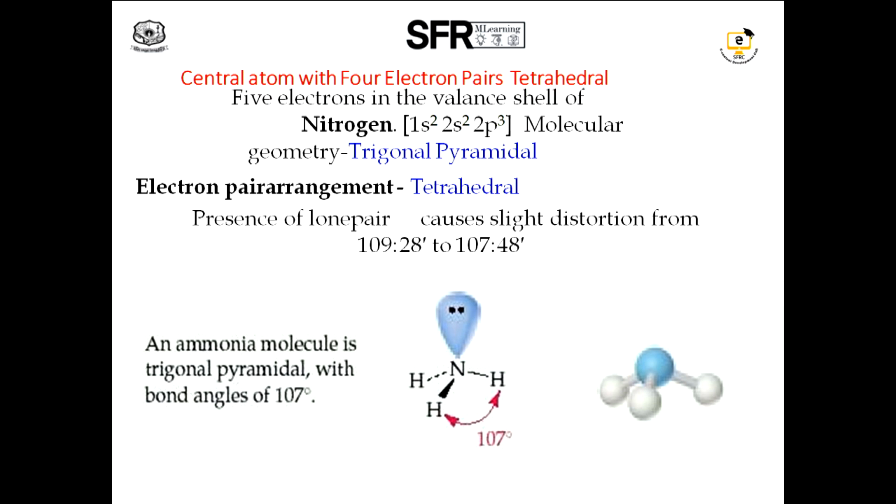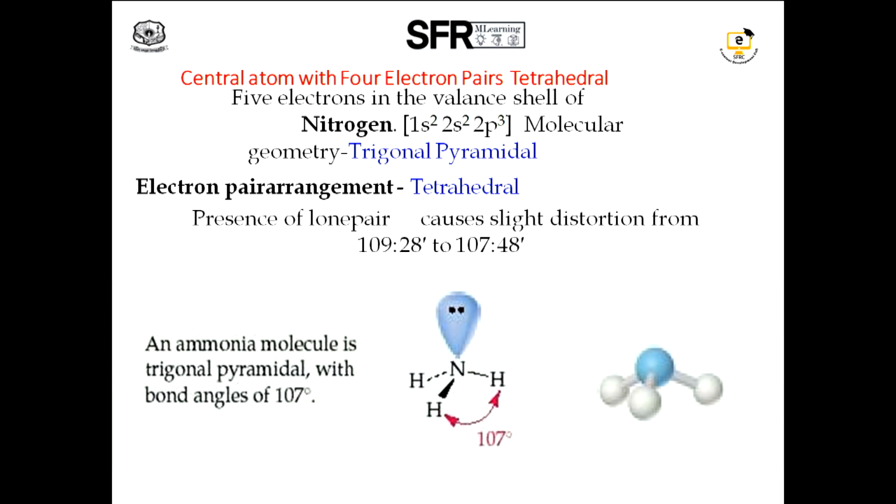The example is the ammonia molecule. So the central atom present in the molecule is nitrogen. The electronic configuration of nitrogen is 1s2, 2s2, 2p3. There are 5 electrons in the valence shell, 2s2 and 2p3. The molecular geometry of the molecule is trigonal pyramidal. But the electron pair arrangement of the molecule is tetrahedral because there are 3 bond pairs and 1 lone pair.